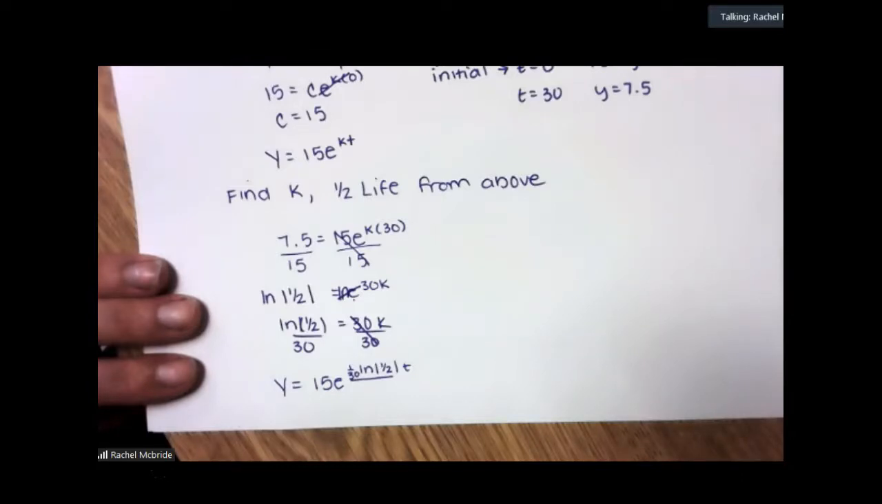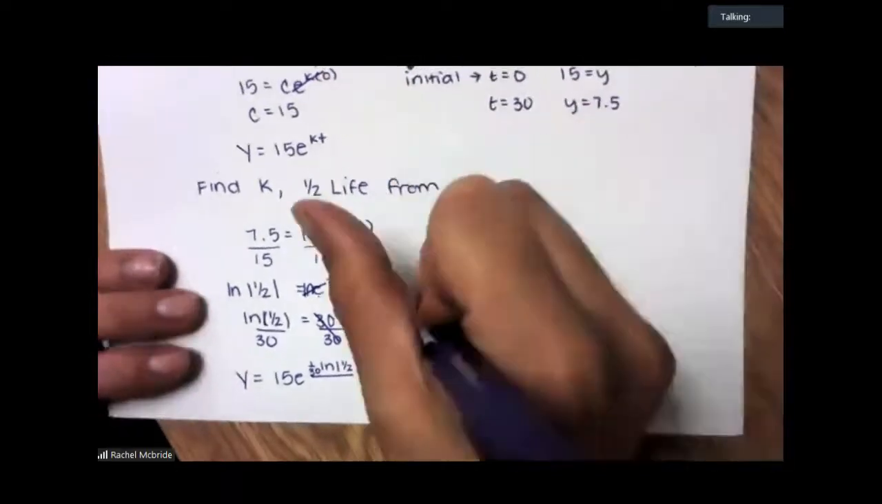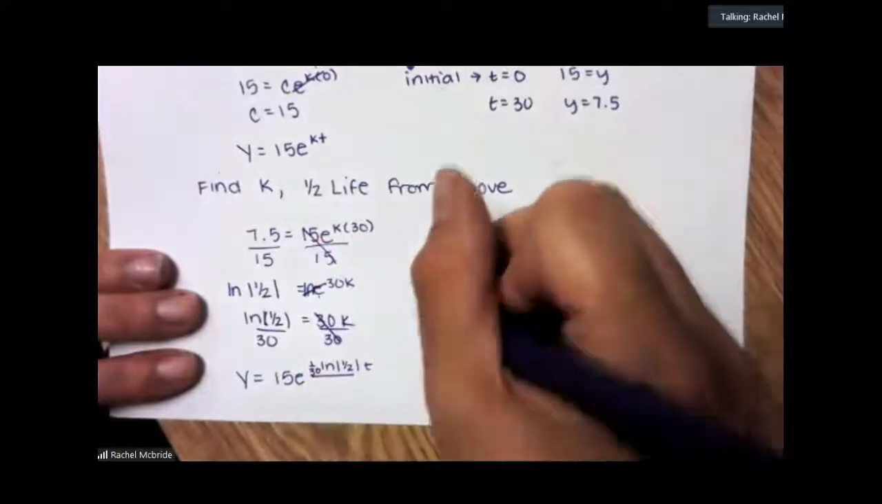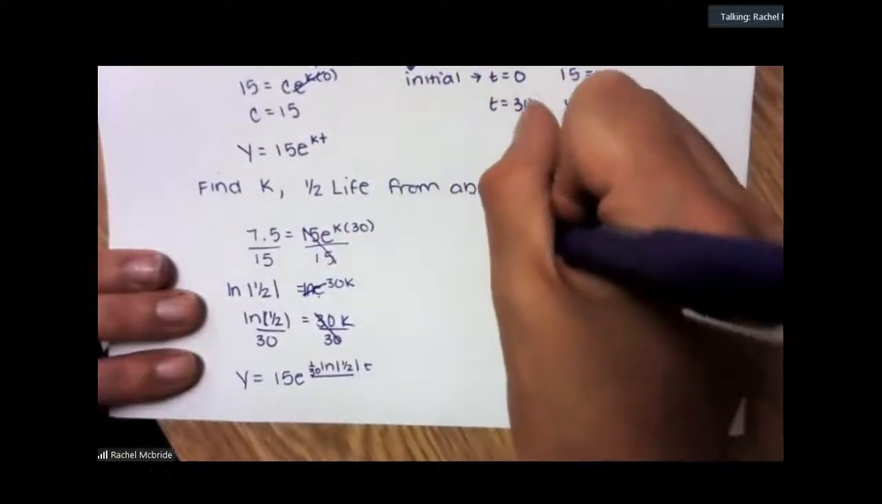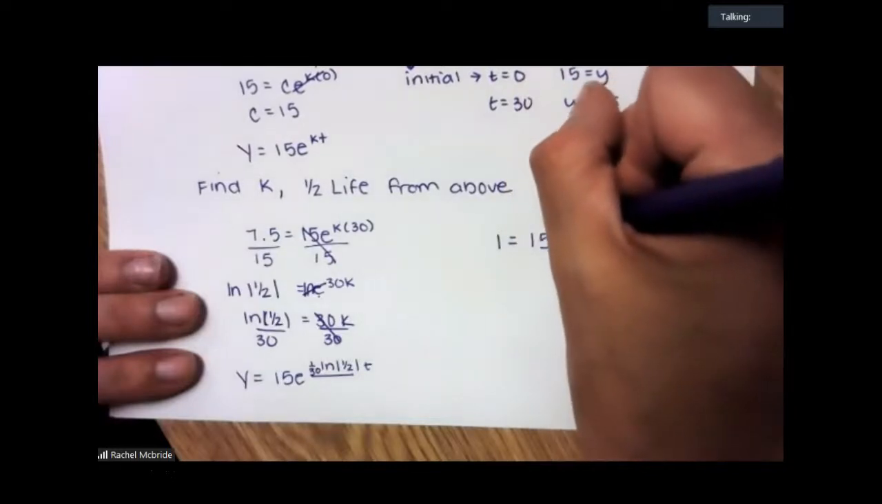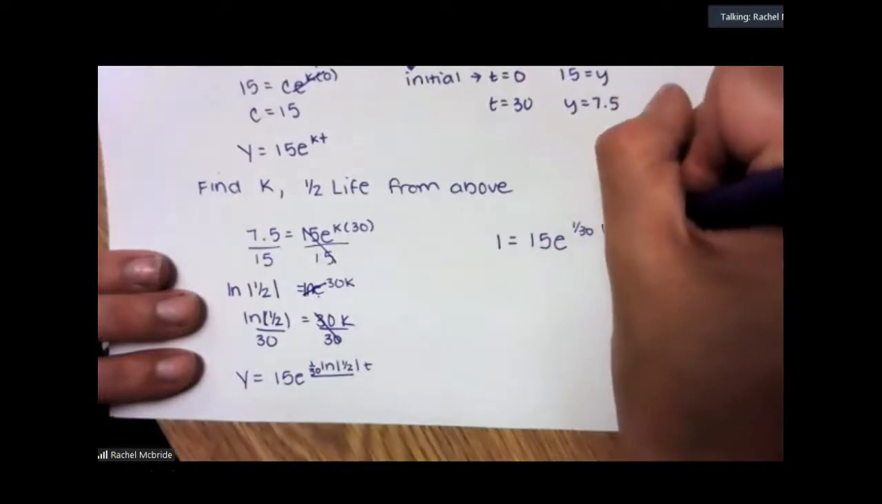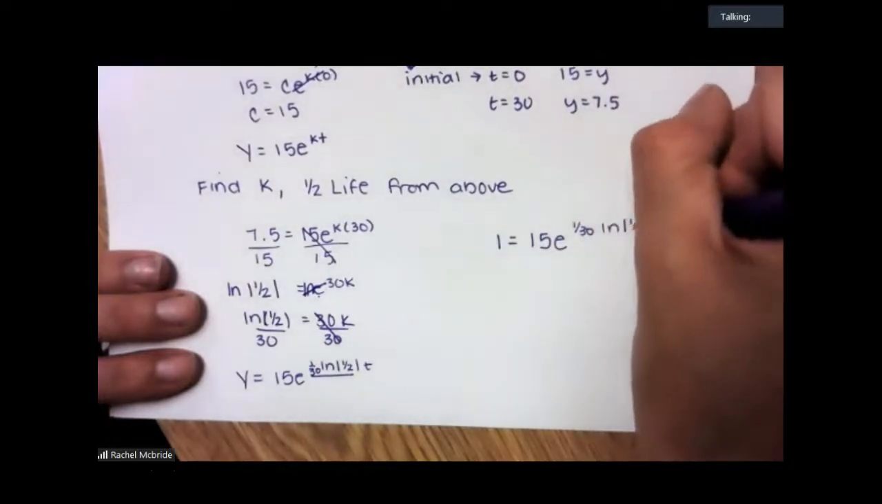And now we want to know, when will we be at 1? So the last thing we're going to do is say 1 equals 15e to the 1 over 30 natural log 1/2 t.